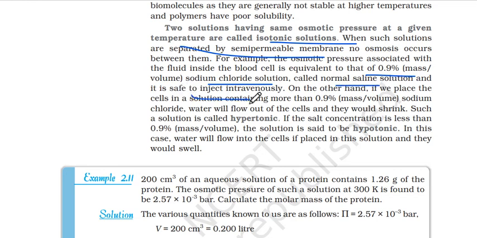On the other hand, if you place the cells in a solution containing more than 0.9% sodium chloride, water will flow out of the cells and they would shrink. ठीक है, इसलिए ज़्यादा अगर बाहर quantity होगी तो अंदर की cells they're going to shrink, they're going to release that water out because there has to be a certain osmotic pressure जो है constant होना चाहिए, there should be no gradient. Such a solution is called hypertonic.